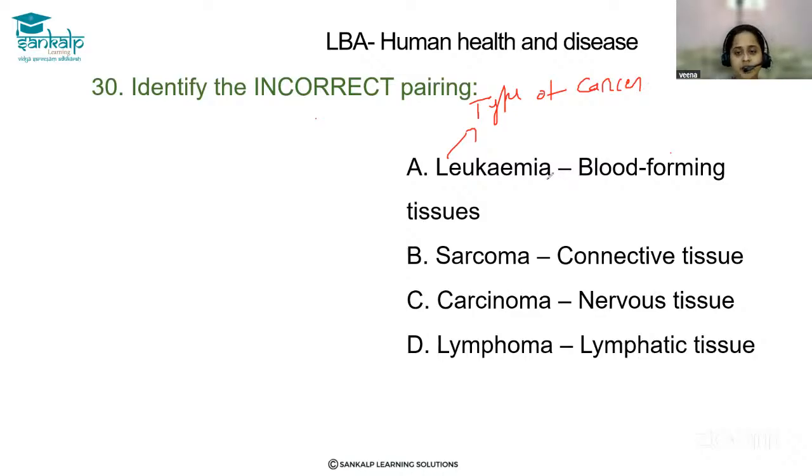So here leukemia is related to blood only. Yes, blood forming tissues. And then sarcoma, yes, it is related to the connective tissue. Okay, mesenchymal tissue. Sarcoma is related to connective tissue. And then lymphoma, yes, that is related to the lymphatic tissue. Carcinoma is actually not related to the nervous tissue. It is related to the epithelial tissue.